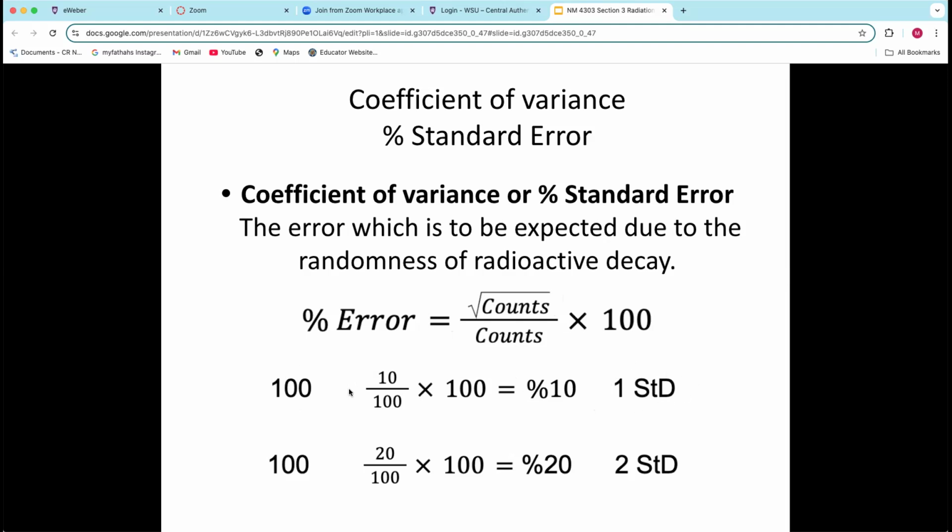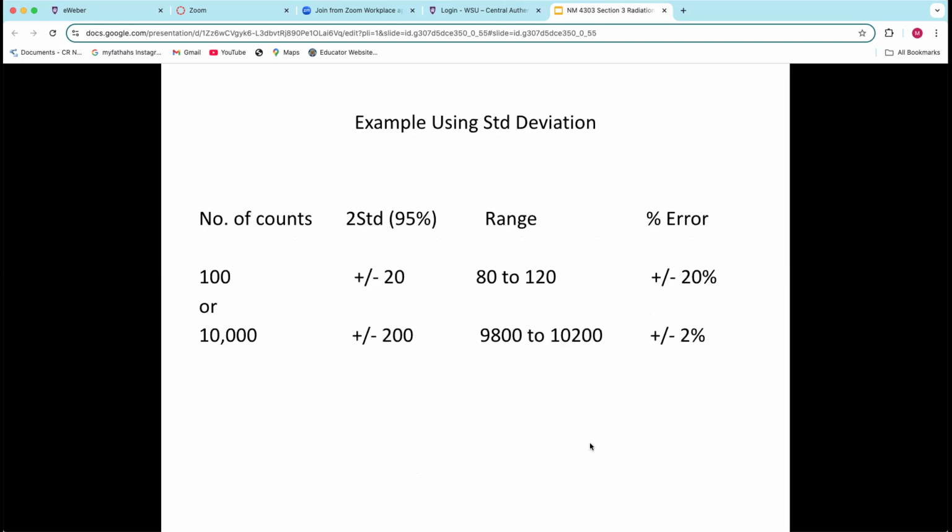So you're only looking at about 68% of the spread of your data, and you're getting a 10% error there, okay? Here, you're doing 100 counts, and we're doing 2 standard deviations. And so again, 2 times the square root of the counts is 20, and then divided by 100 times 100 gives you 20%, okay, 20%. All right, now let's see if we can connect these two principles.